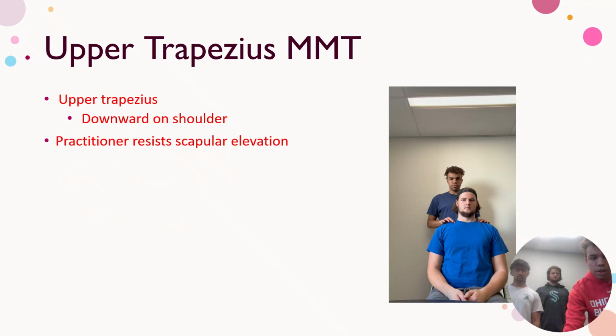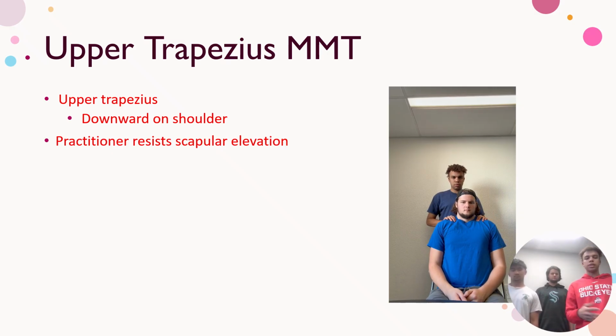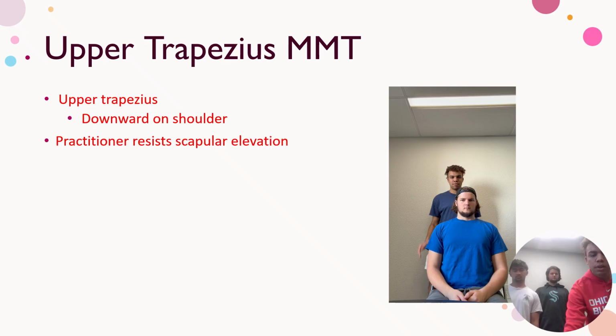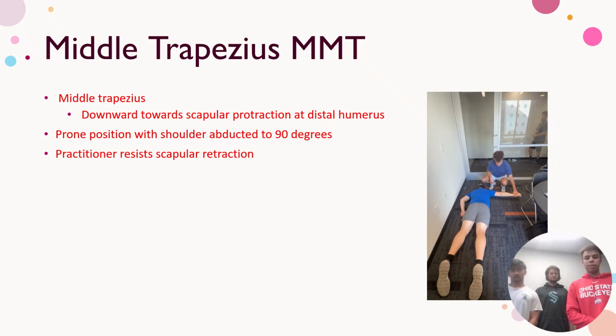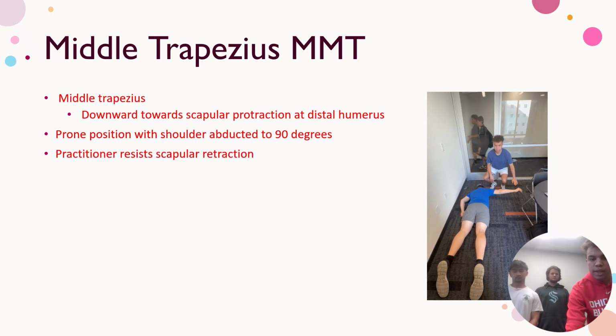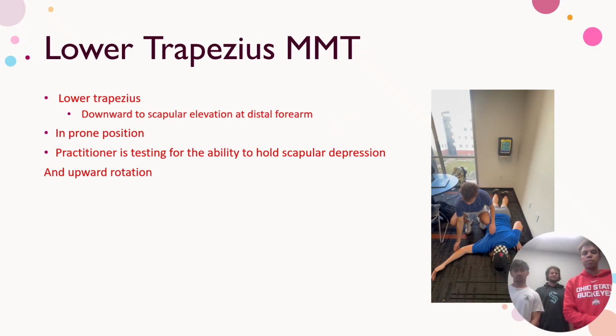And then here we see that the practitioner is pushing down and is resisting scapular elevation. Here we see the practitioner is pushing down on that shoulder when it's abducted 90 degrees to resist scapular retraction to test that muscle. And then the lower trap downward towards the distal forearm, it would resist the upward rotation. And you can see that here.